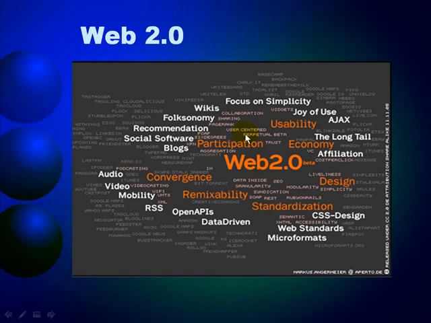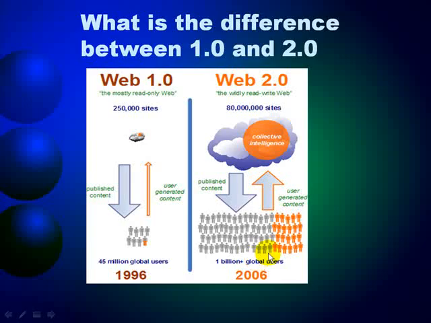Well, here's Web 2.0. When we talk about 2.0, we're talking about things like folksonomy, wikis, blogs, social software, audio, video, RSS, economy, design, CSS design, web standards, and things like that. And these are some of the terms behind the technology. Let's look at the difference between Web 1.0 and 2.0. Web 1.0 is the mostly read-only web. Web 2.0 is the wildly read-write web.